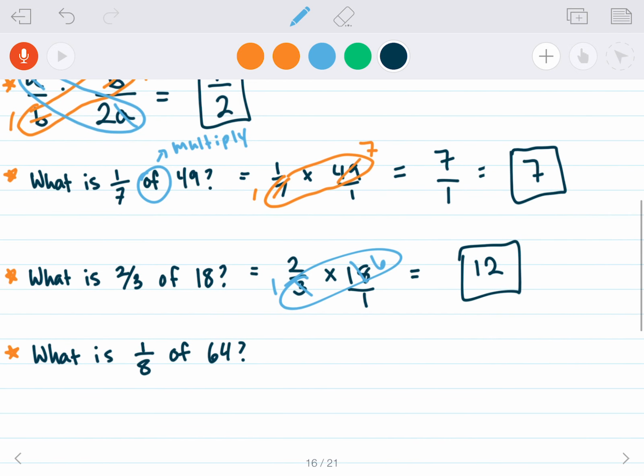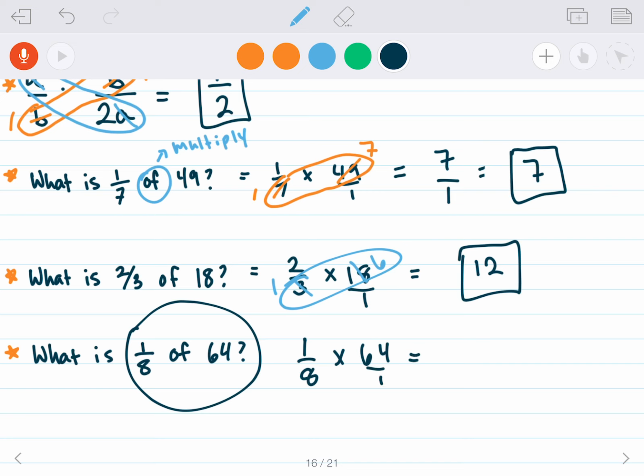What is 1/8 of 64? Again, multiplication. I'm taking 1/8, so this is multiplication, but it's also division. When I say 1/8 times 64, this is actually 64 divided by 8, because if I multiply straight across, 1 times 64 is 64. 8 times 1 is 8. 64 divided by 8. Hopefully that makes sense to you guys. But what I want to do instead of multiplying straight across is simplify along the diagonal first, just to get used to that.